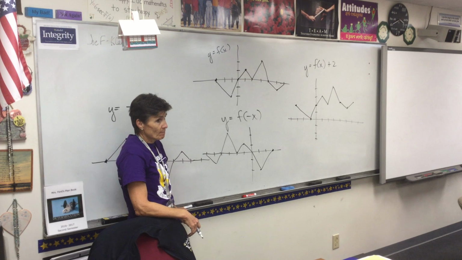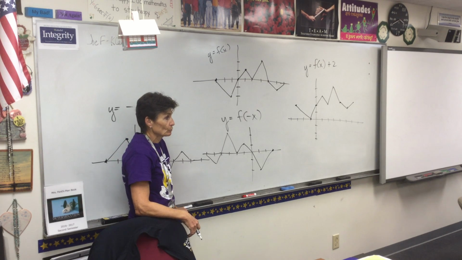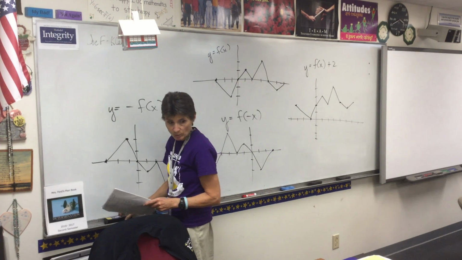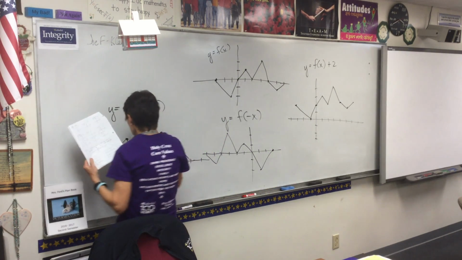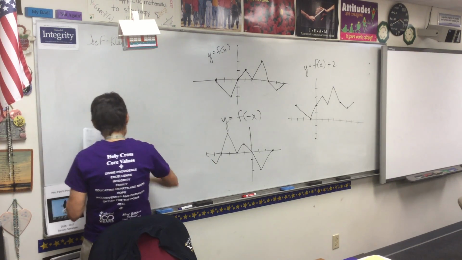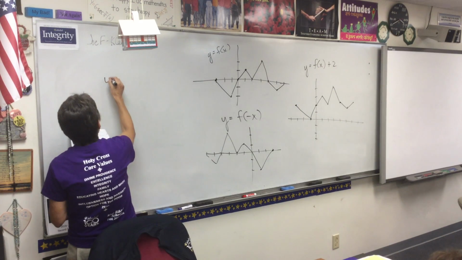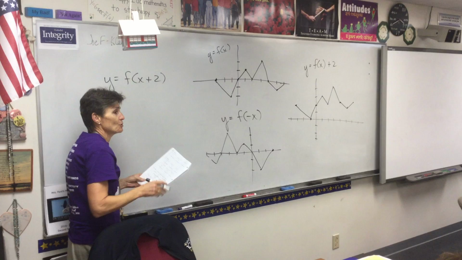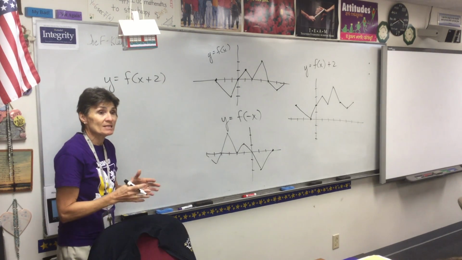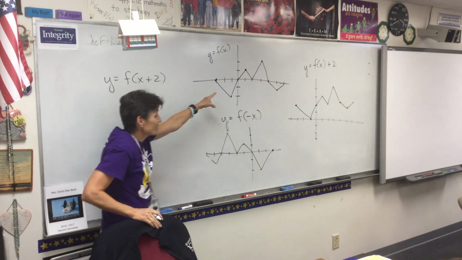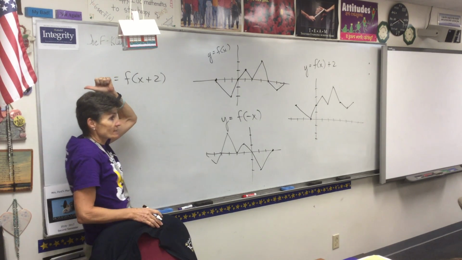Everybody good with that one? Everything up 2? Alright, now take a look at the next one. Magnus, take a look at the next one. Everything is going left too. Can everyone see that? Notice where the +2 is. It's in the parentheses with the x. And that's going to shift everything in that picture 2 units this way.